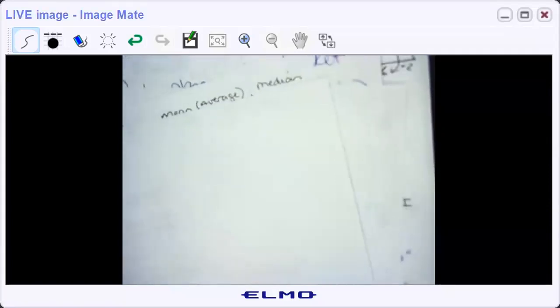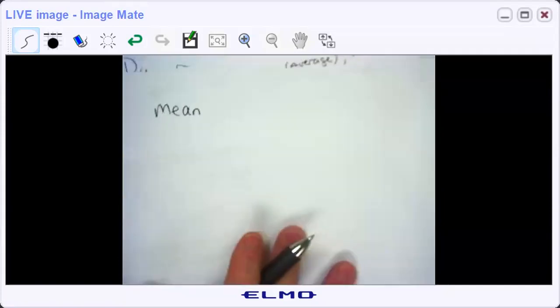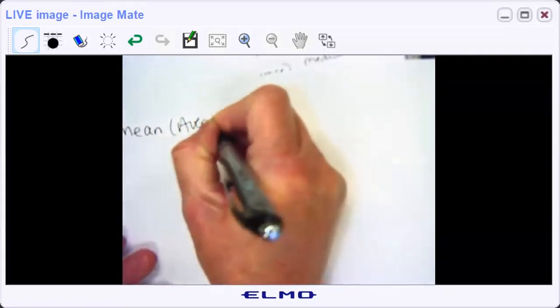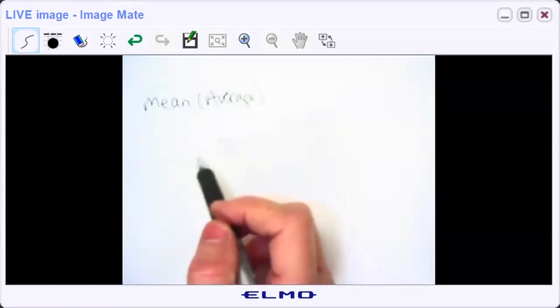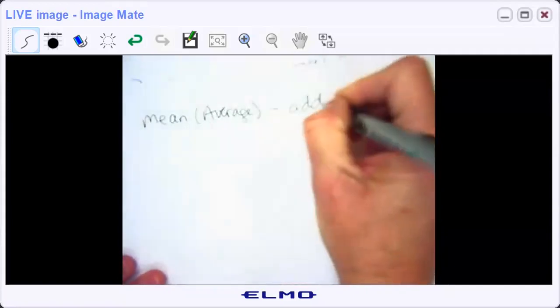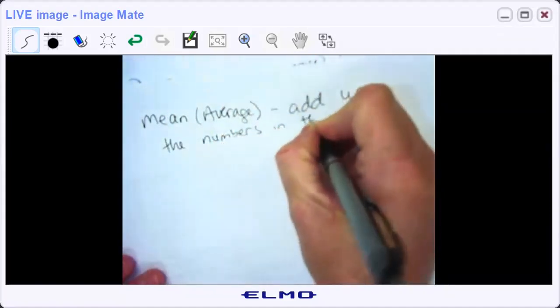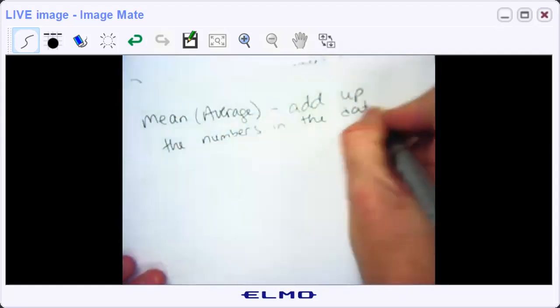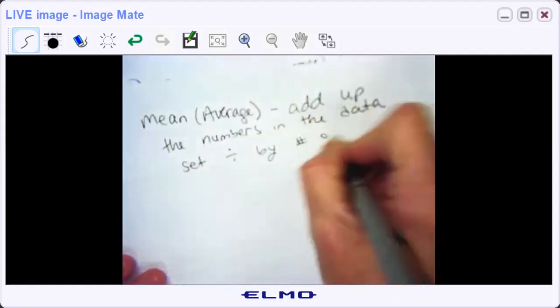Okay, so when you talk about the mean, well, all these things, we're talking about a set of data. The mean also can be called average. And a lot of times this would be maybe some test scores, could be anything. But to get the mean or the average, you simply add up the numbers in the data set and then divide by the number of items.